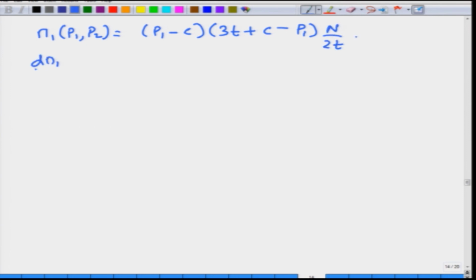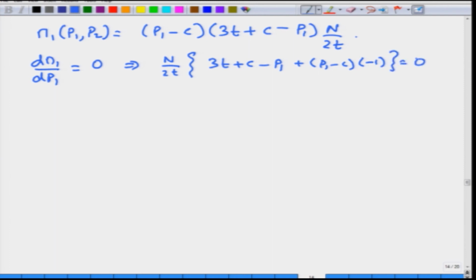Now, to solve for firm 1's choice of best price P1, we take d pi 1 d P1 and set it equal to 0, which essentially means that we have n divided by 2T times (3T plus C minus P1) times 1 plus (P1 minus C) times minus 1, which is equal to 0. So, essentially this gives us the Stackelberg price P1s as (C plus 3T) divided by 2, which is greater than C plus T, which is the price that we got under the case where the firms were simultaneous in the Bertrand model with product differentiation.